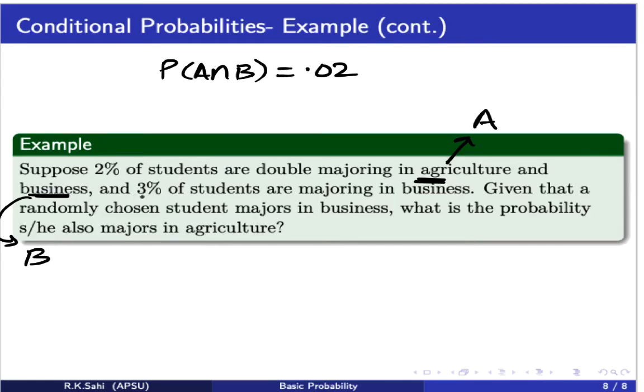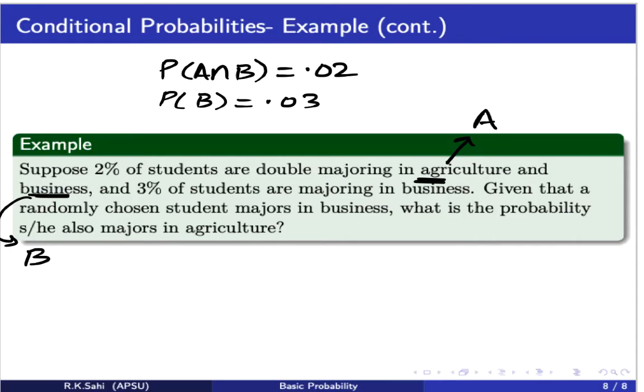Then, continuing with the sentence, it says 3% are majoring in business. That means probability of B is 0.03. So we've got down what the first sentence says. Let's read the problem. It says, given that a randomly chosen student majors in business, what is the probability he or she also majors in agriculture? Now remember, whenever we see the word given, the given is a hint that we are having conditional probability.